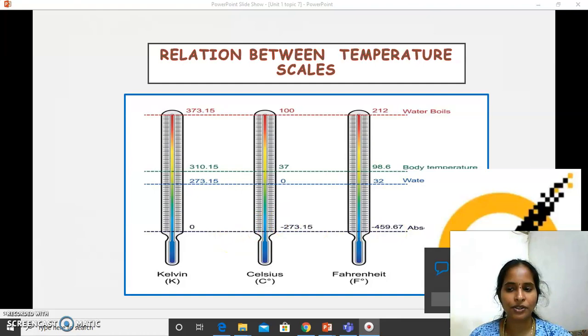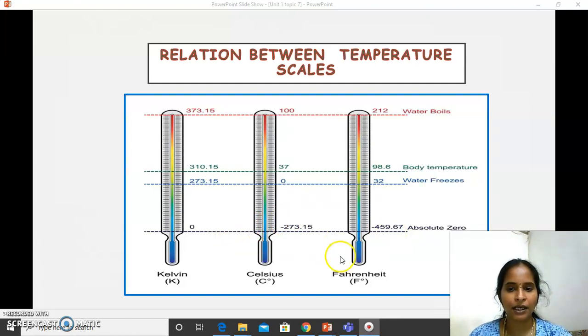So here is the picture. You can see the relation between the temperature scales. Here Kelvin, Celsius, Fahrenheit scales. Kelvin, Celsius, I told already, 0 is the water freezing point and here the water boiling point. Here they have mentioned the body temperature also, and this is absolute zero.